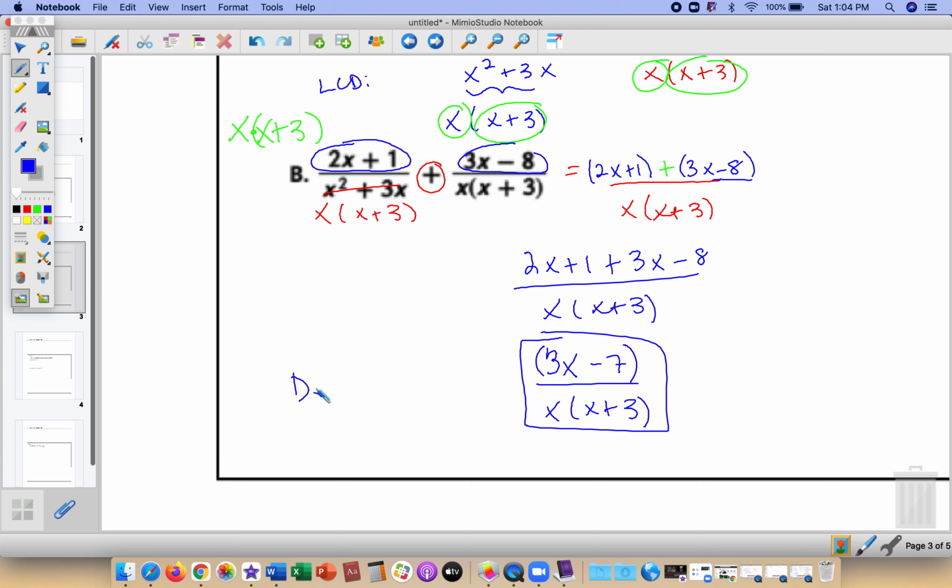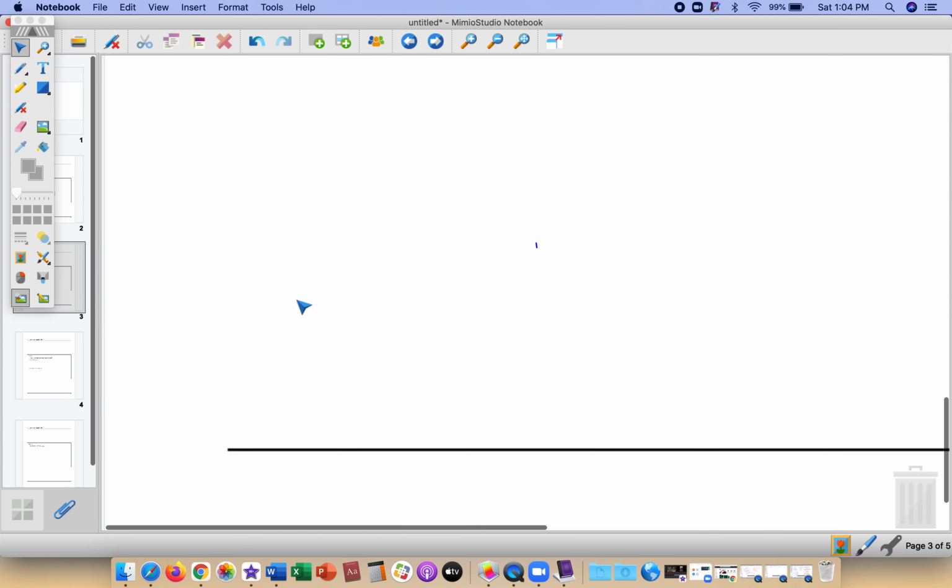Now our domain would be all values, but x cannot be 0 or -3, right? If you set x to 0 and you set x plus 3 to 0 and solve, the two values that x couldn't be would be 0 and -3. Moving on to the next type of problem.